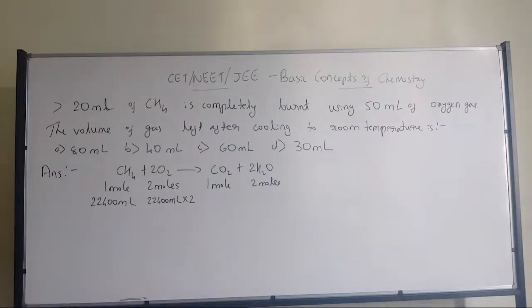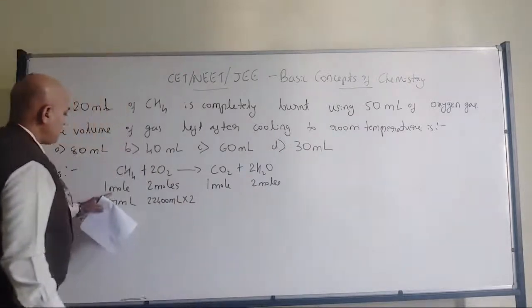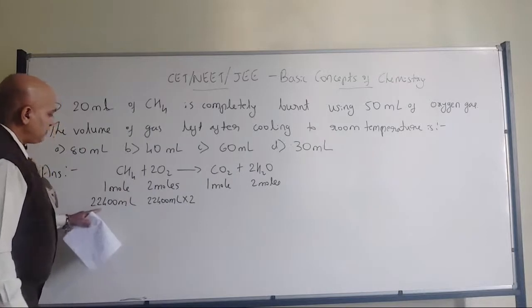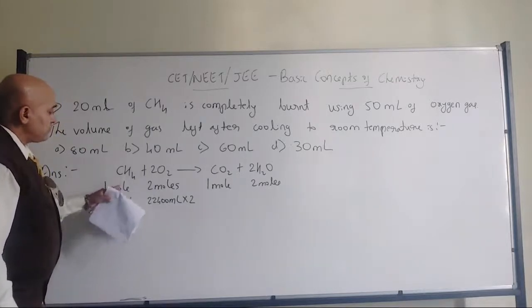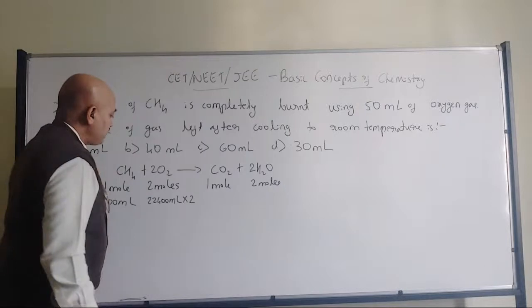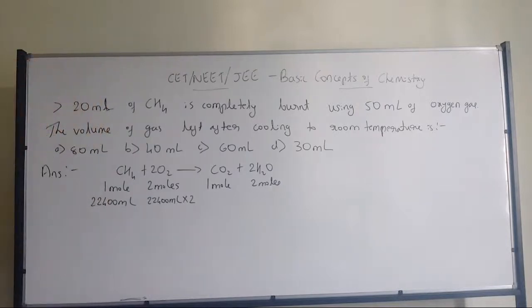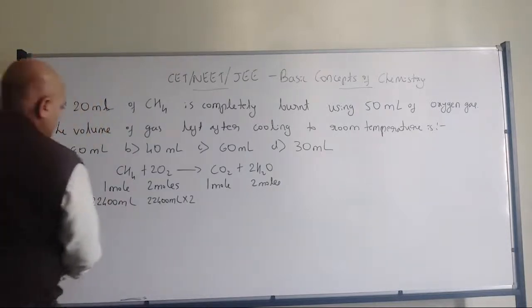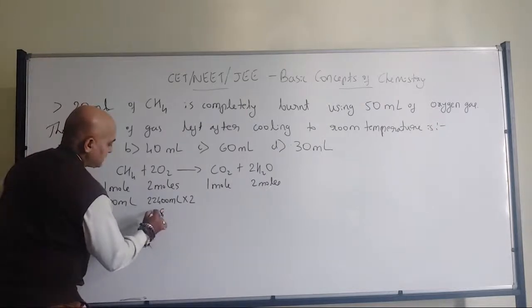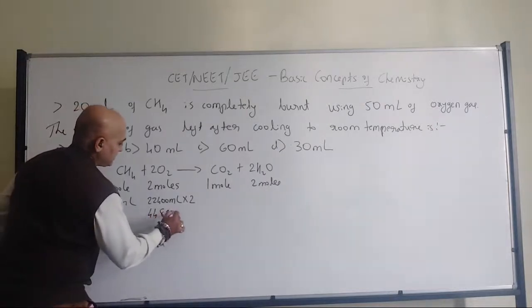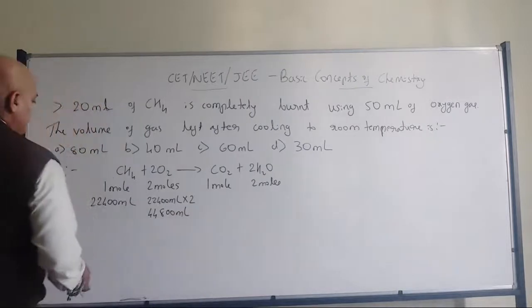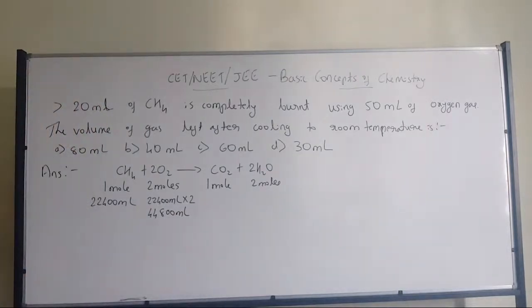That's where we have the methane and oxygen, which are in terms of 1 mole and 2 moles. So therefore it will become 22,400 ml, and it will become 22,400 ml into 2. So that will be 44,800 ml. Okay. So that is the volume we have got according to the equation, right?